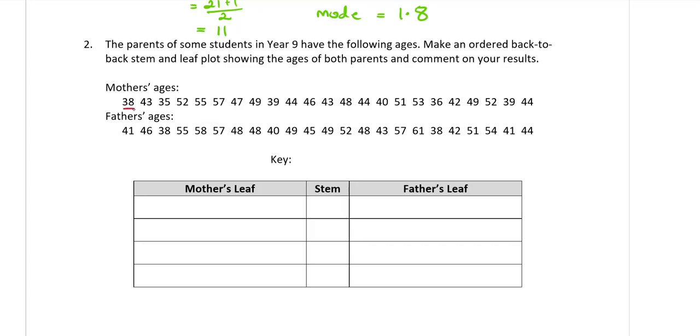It's 30. Oh, is there a 36? Where's 36? Oh, yeah, there. 36. What's the highest age? 57. Is there any dads who are younger or older? What about the dads? There's a 61 in the dads.